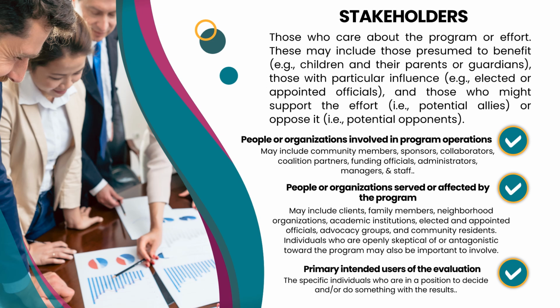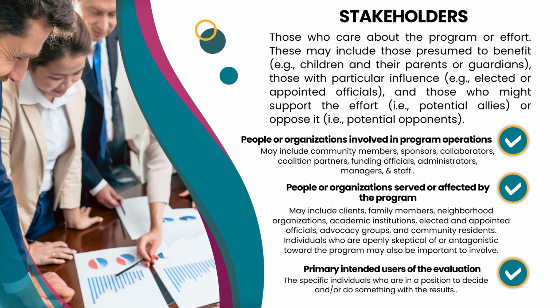They are considered stakeholders. Another category of stakeholders would be people or organizations that are served or affected by the program. So this may include your clients, family members, neighborhood organizations, academic institutions, elected and appointed officials, advocacy groups, and community residents. Individuals who are openly skeptical or antagonistic toward the program may also be important to involve. So people that are not for the program, it's also a good idea to involve them as well because this could also provide a different perspective to your program.